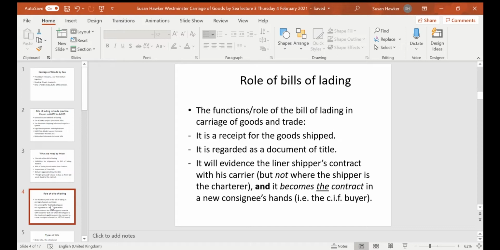Right. So the first thing, which is a big one, I suppose, is the role of the bills of lading. And the bill of lading has basically three main roles. It acts as a receipt for the goods shipped. It is regarded as a document of title. And I word that quite carefully.